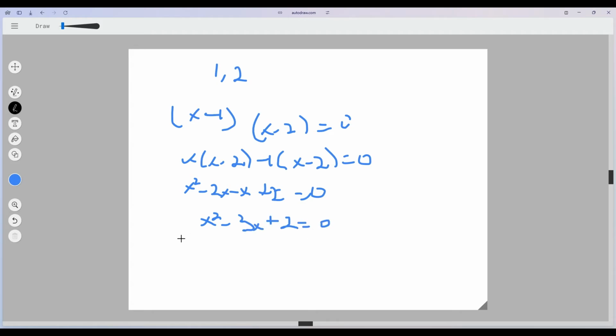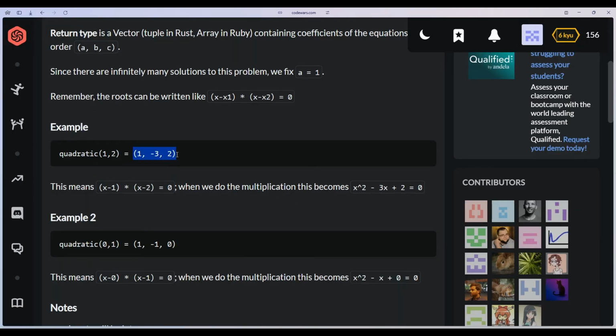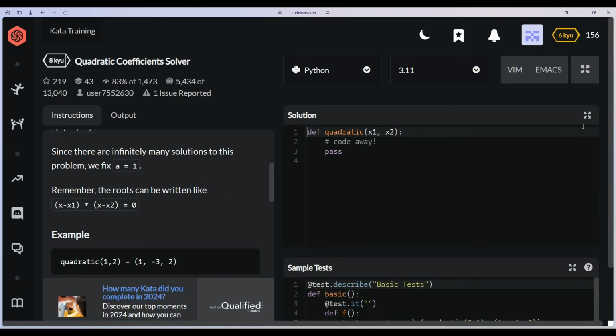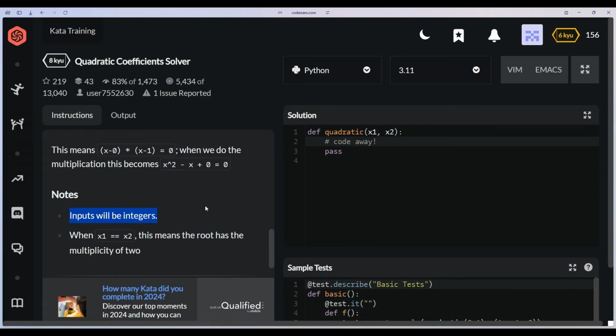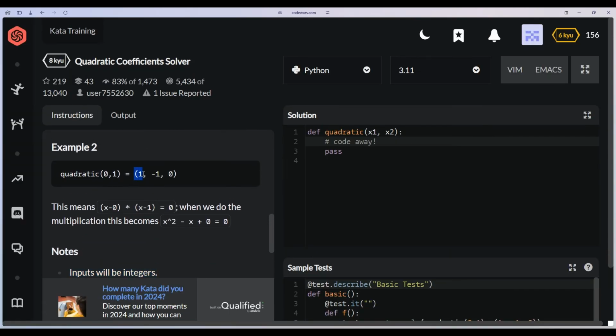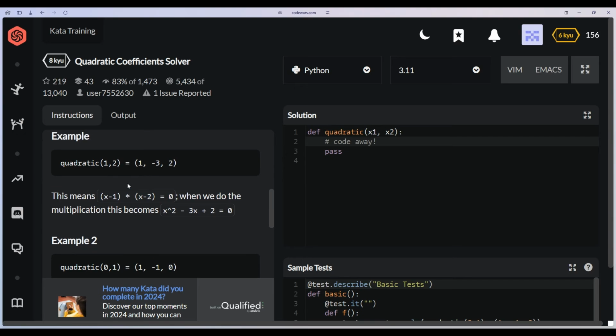So that'll give us x squared minus 3x plus 2 equals 0. Now if we compare this to ax squared plus bx plus c, then our a will be 1, our b will be -3, and our c will be 2. So meaning we'll return 1, -3, 2, and that's exactly what we have here. So that's the operation that we are going to implement. Now that we understand, all we have to do is write the code. This is our simple formula. Now you realize that our a will always be 1, and you can see from the example too, our a will always be 1.